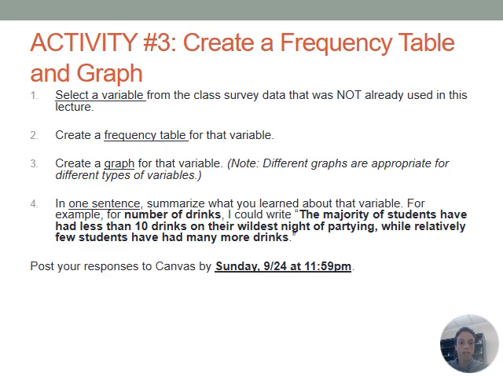I'm going to be asking you to post your responses to Canvas by this Sunday. And again, the last thing I'm going to do before I end this video lecture entirely will be a tutorial demonstration of how to actually get each of these things to appear in Stata.